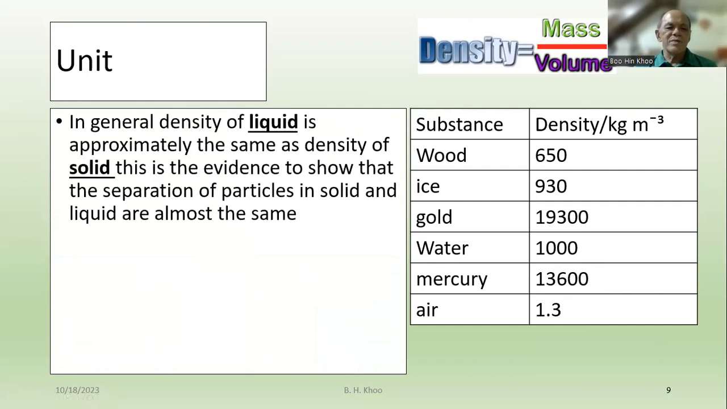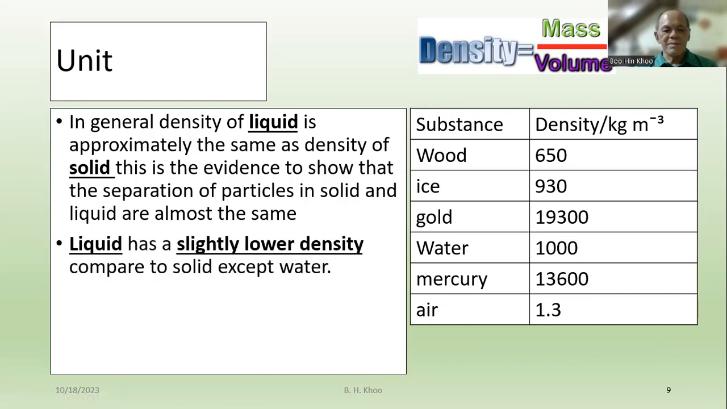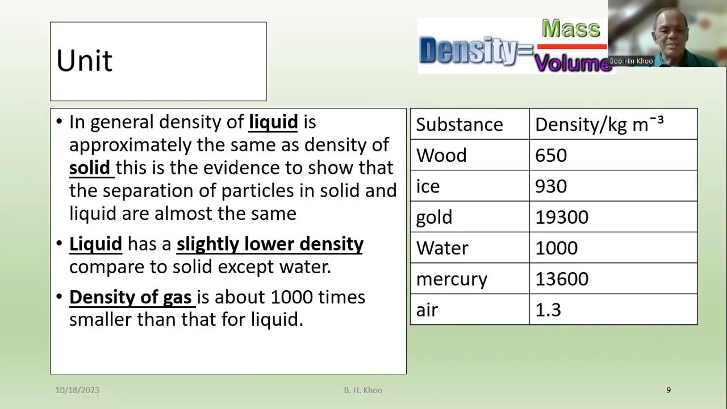In general, the density of liquid is approximately the same as the density of solid. This is evidence to show that the separation of particles in solid and liquid are almost the same, except in liquid maybe they are separated a little bit further away. Liquid has a slightly lower density compared to solid, except water. Let's see water compared with wood. The density of gas is 1000 times smaller than that for liquid. You can see for air, nearly 1000 times smaller.